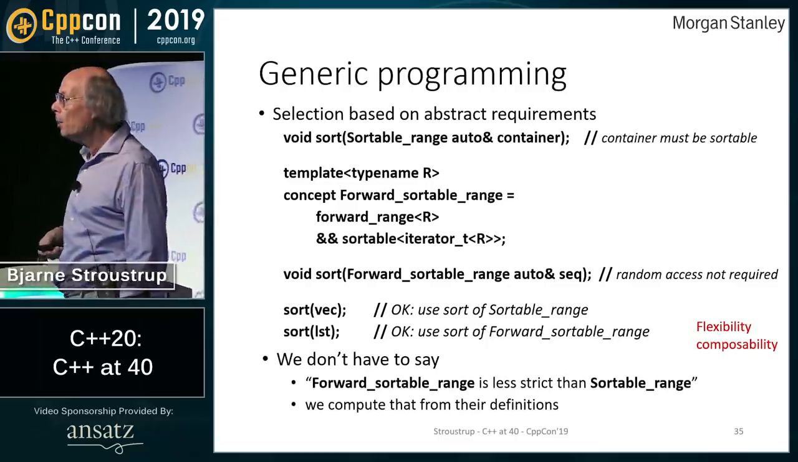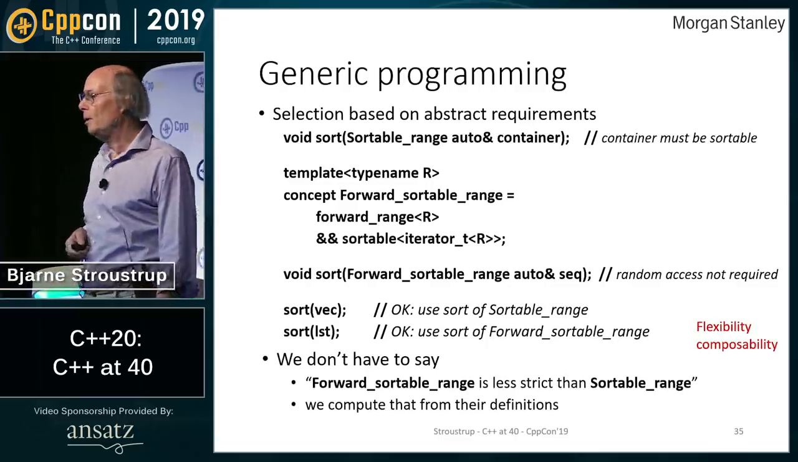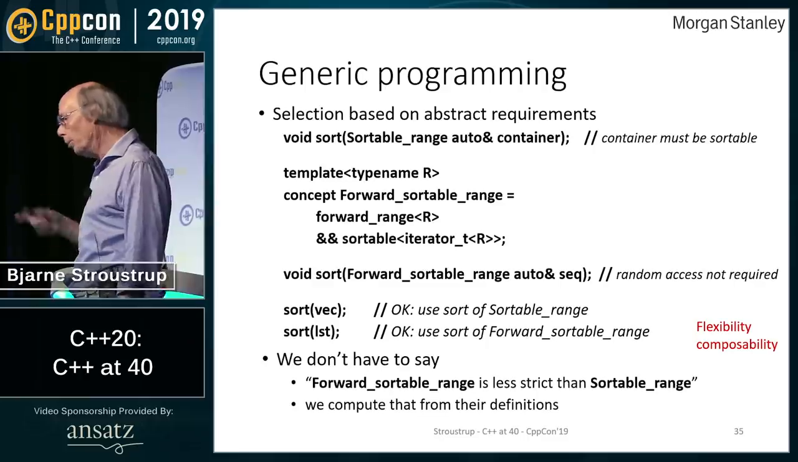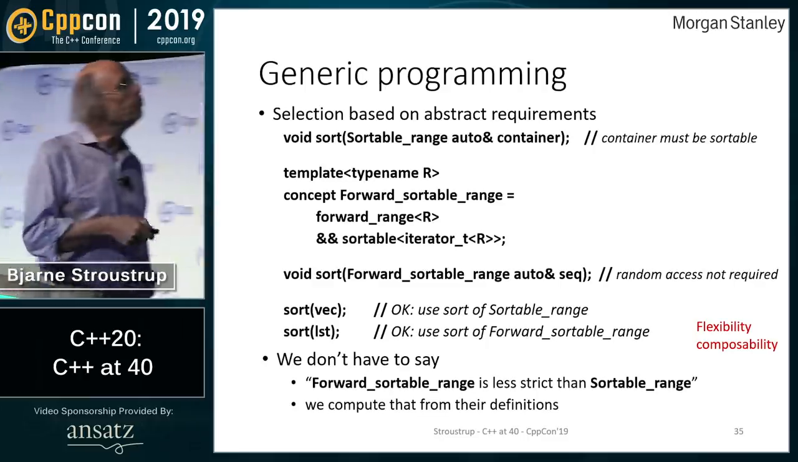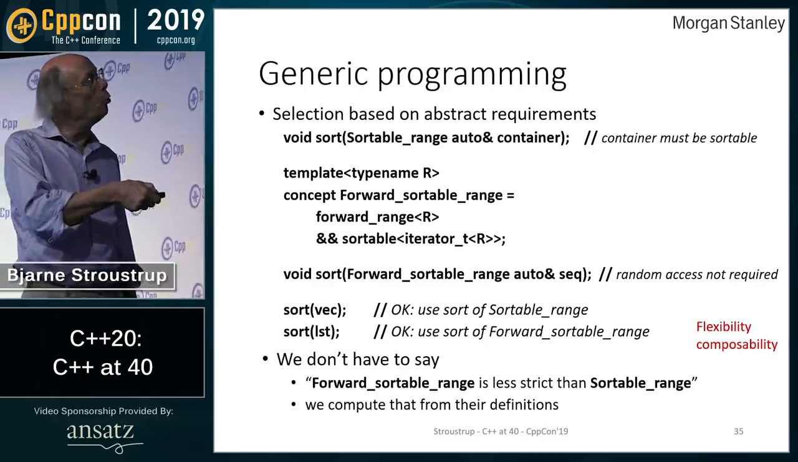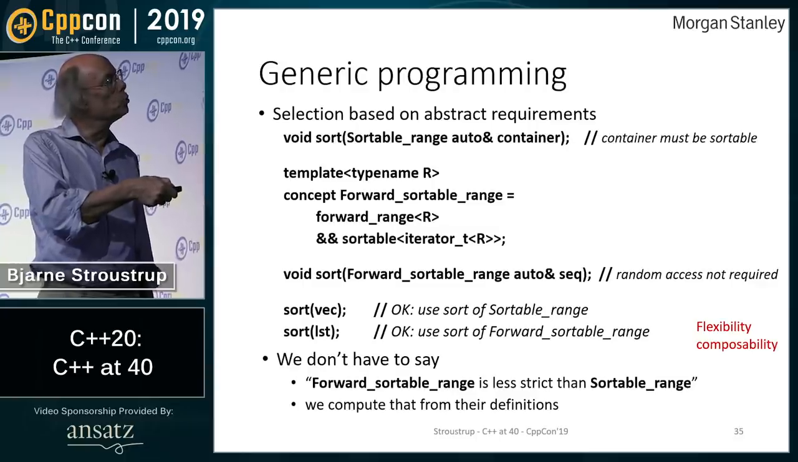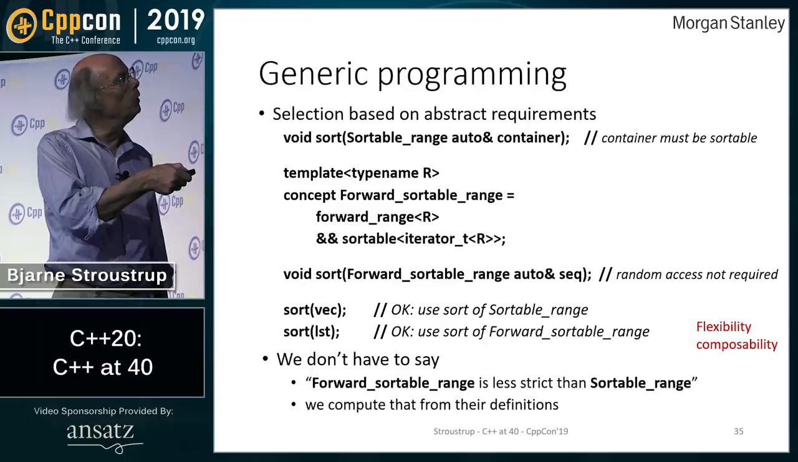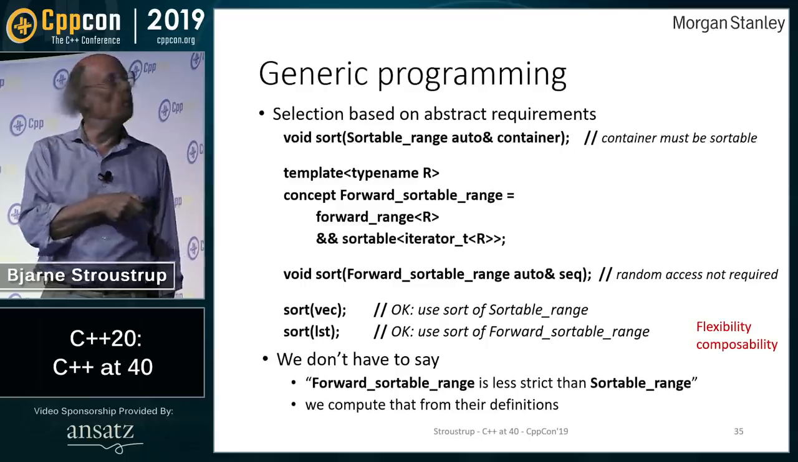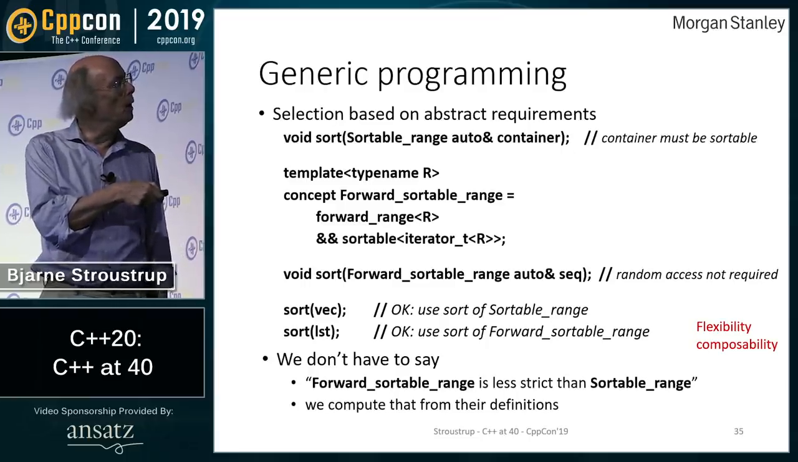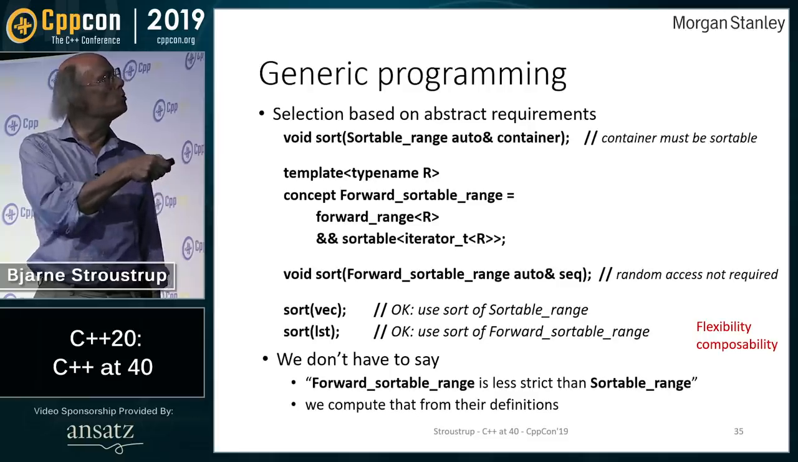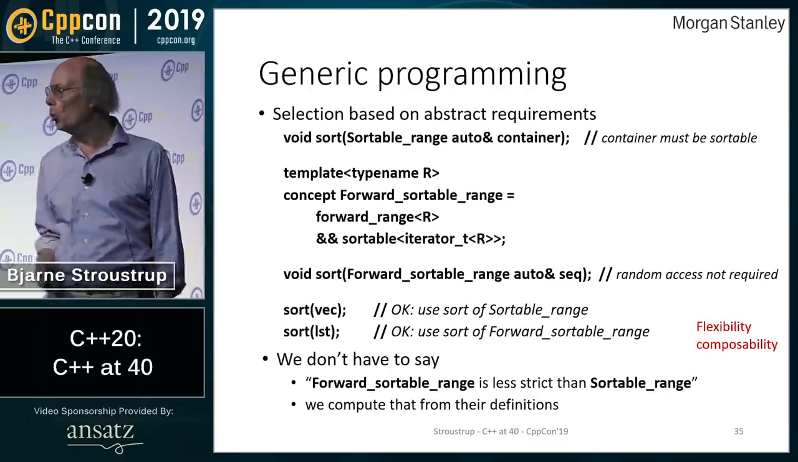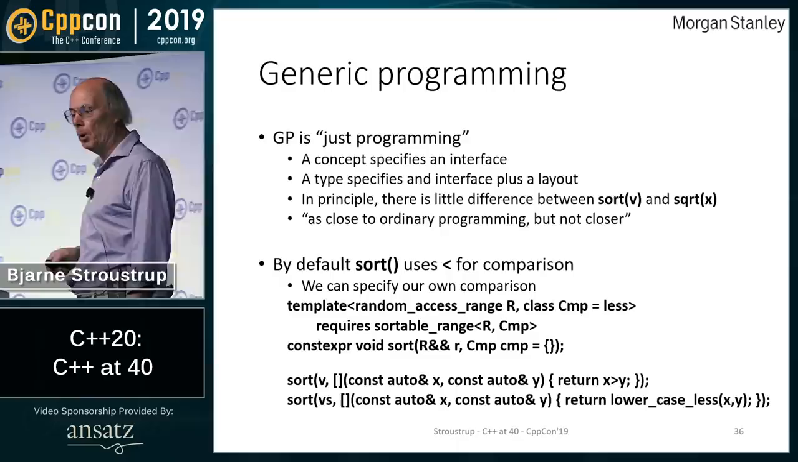There's a nice algorithm for that in Elements of Programming, or you can just copy the range into a vector, sort it, and copy it back again. But you can do it. And now they will both work. And if I sort a list, well, I can't sort it with a sortable range, which is random access, so we'll pick that one. And for the vector, it has all the properties required for this, so it'll work. It just works out of the box.